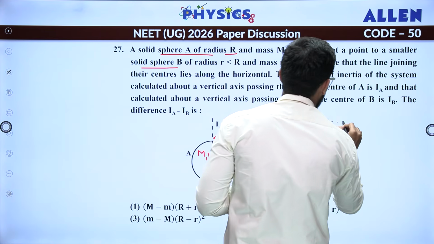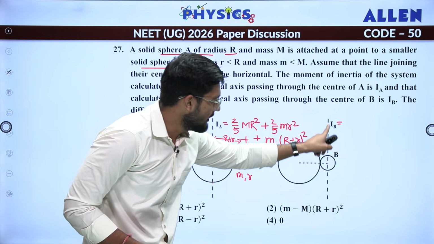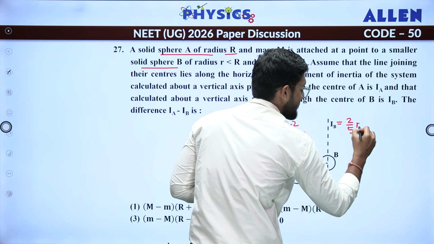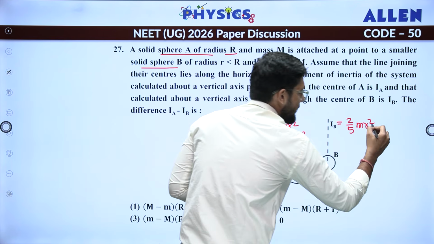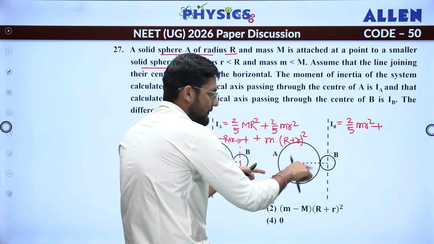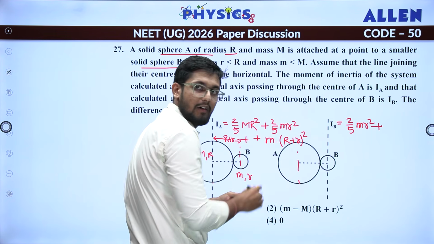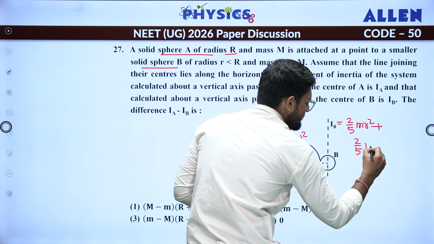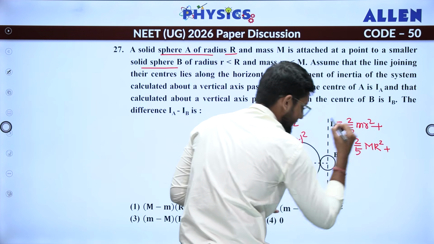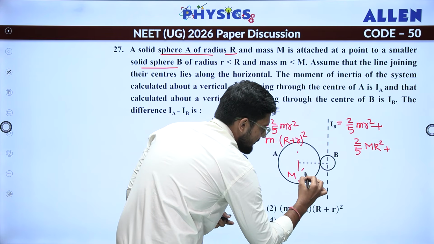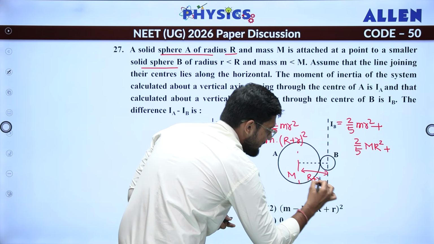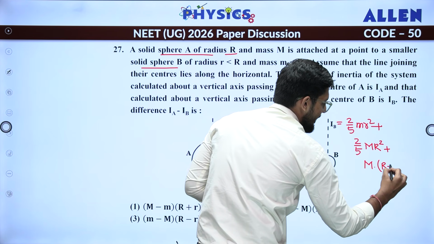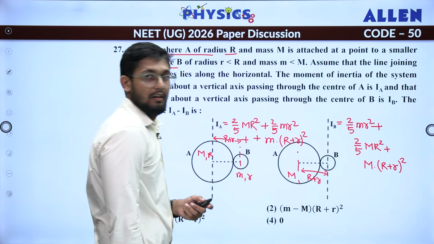Similarly, if I write the value of IB, for IB, this is the natural axis for the smaller sphere. So this will be 2 by 5 small m r square. But for the bigger sphere, we need to write down first about its natural axis, and then we need to apply the parallel axis theorem. So this will be 2 by 5 capital M R square plus M, this distance will be capital R plus small r. So this will be M into (R plus r) square.